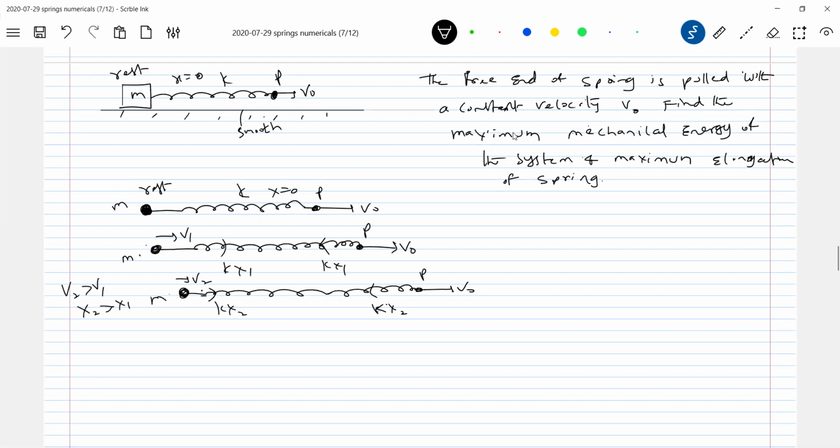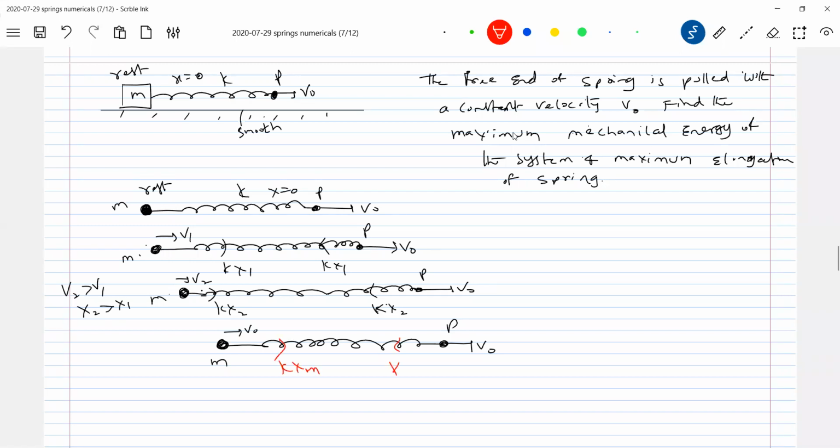What will happen to the velocity of the left end of the block? It will keep on increasing, no? At one instant, both the ends of the spring, the block as well as the end P, will have a common velocity. And that common velocity, I'll take it as v0. And here, I'll call the elongation maximum.